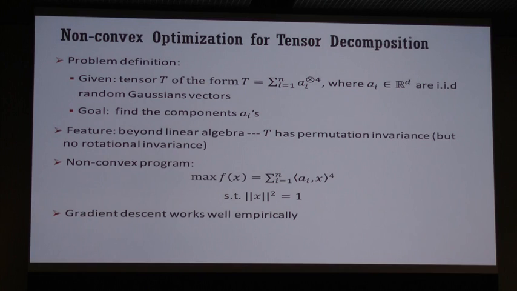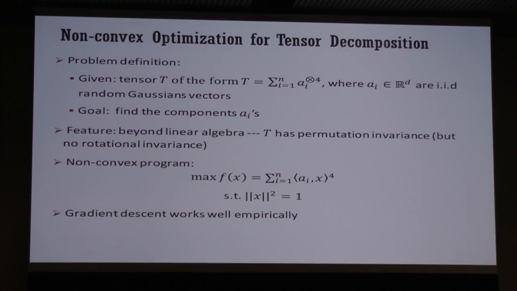The non-convex program we are doing is simply maximizing the injective norm, which turns out to be the sum of (a_i dot x) to the power 4. This is a function that you can access given the tensor T, and we optimize it over the unit sphere. It's known that if you can solve this non-convex optimization, then you can find all of the components, because the components are approximate global optima.